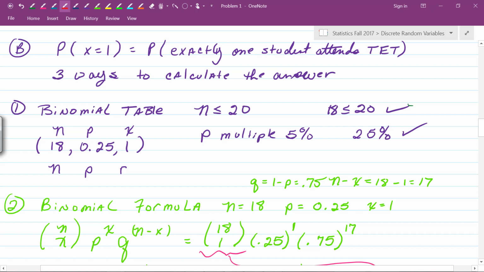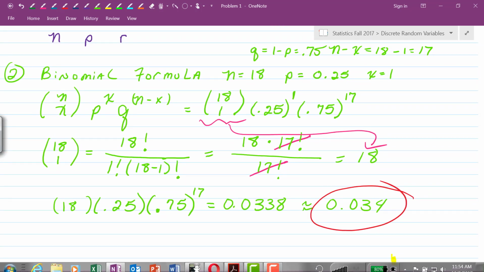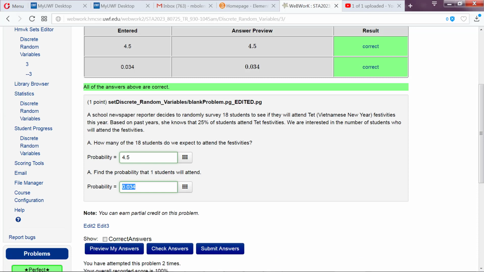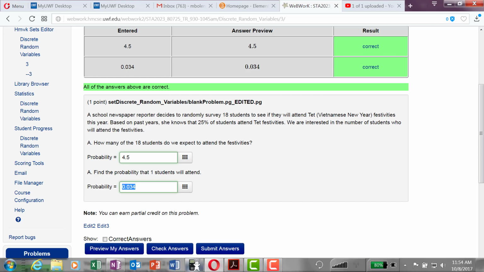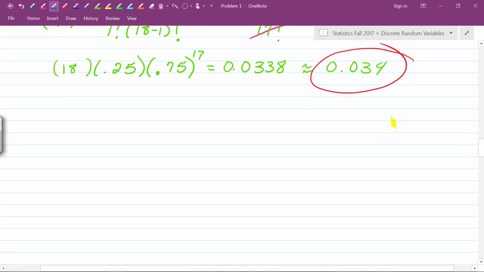Let's go back up to our tables. Did I put my answer down? I don't think I wrote it down here, but I know that once we looked it up in the tables and we put it in over here on the board right there, it was the exact same answer. So that's option number 2 on how to solve this problem. Now, let's go back and look at option number 3 for our binomial.